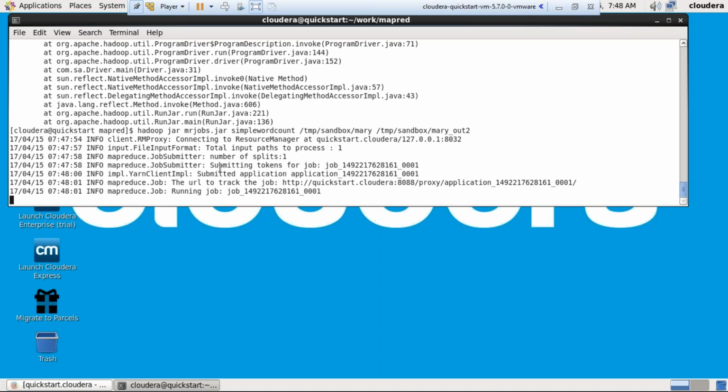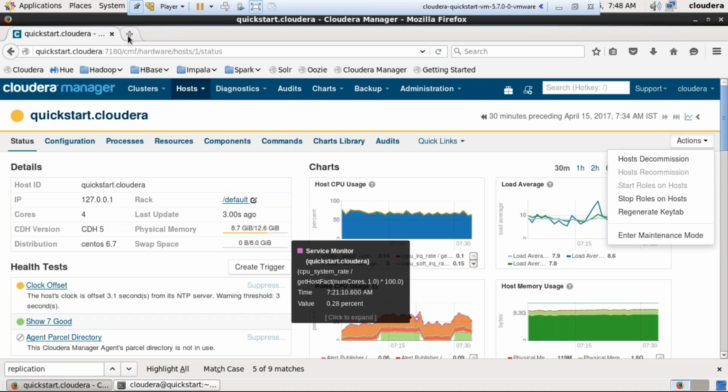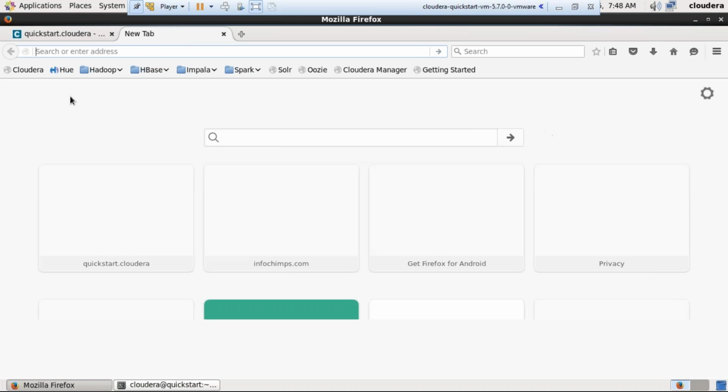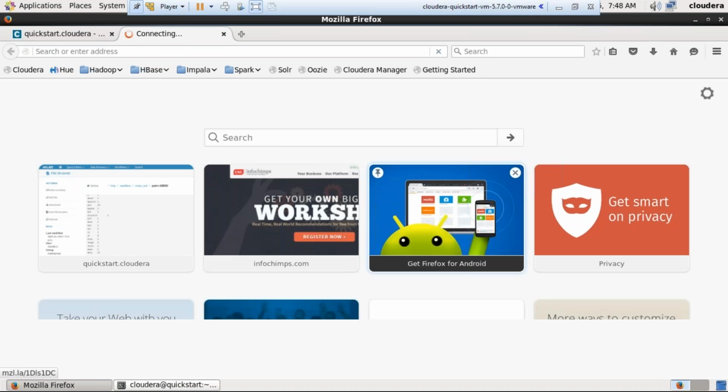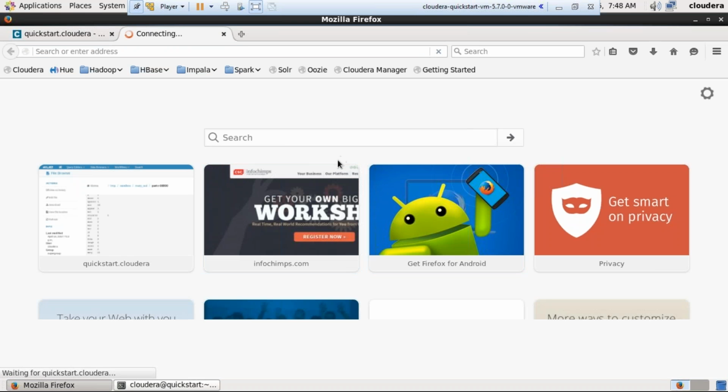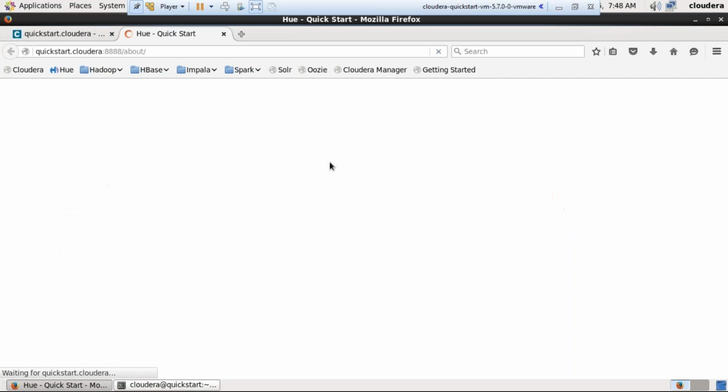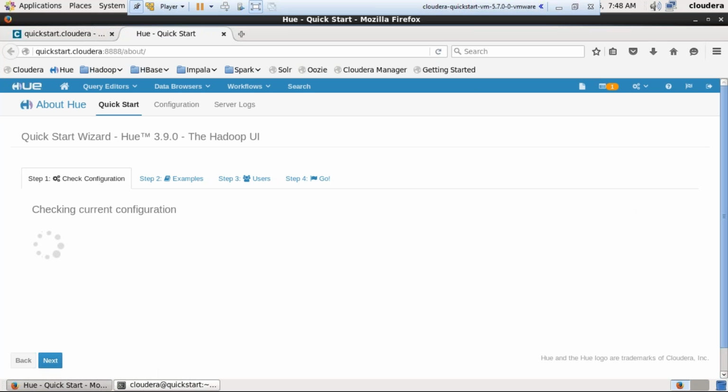Now you see here, connecting to resource manager, total input paths to process one, submitting the job. You all see this one here, friends. You will be able to understand. There is one more thing called the Hue browser here. The Hue browser is the browser with which all your roles and services can be accessed. Your file system can be accessed, your jobs can be accessed, your Pig, Hive, Sqoop and all these services can be accessed.